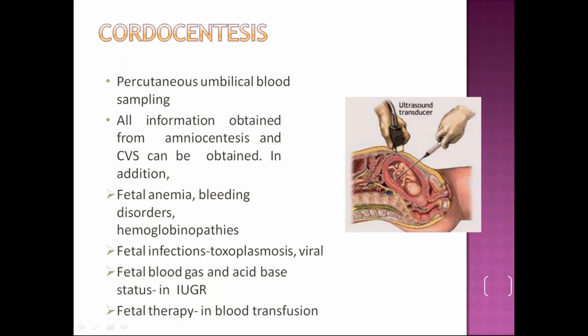We can transfuse or collect blood. If you are doing all this on the free surface of the umbilical cord, it will slip. It is very difficult to poke the umbilical cord. If you are poking here, at a relatively fixed point, then you can take blood out. Then accuracy will be more. That is the percutaneous umbilical blood sample.